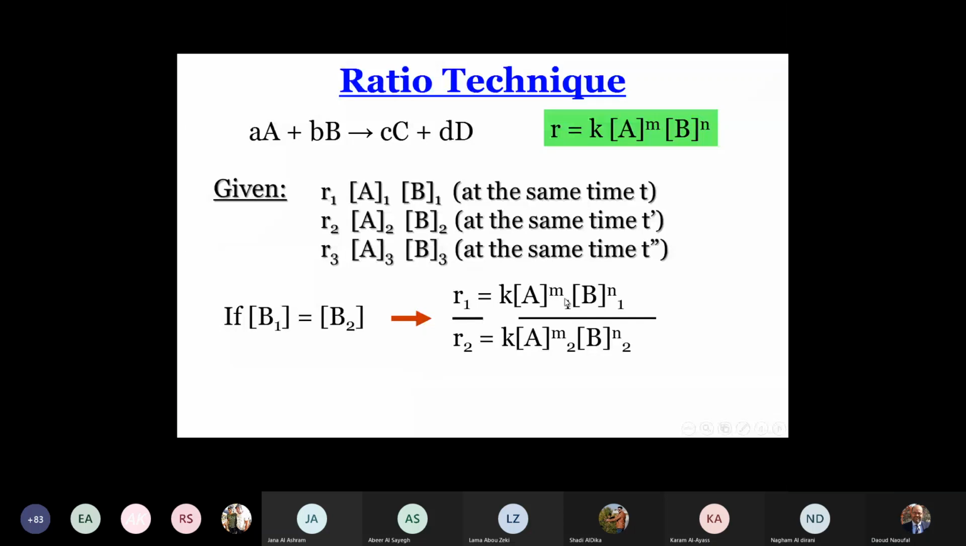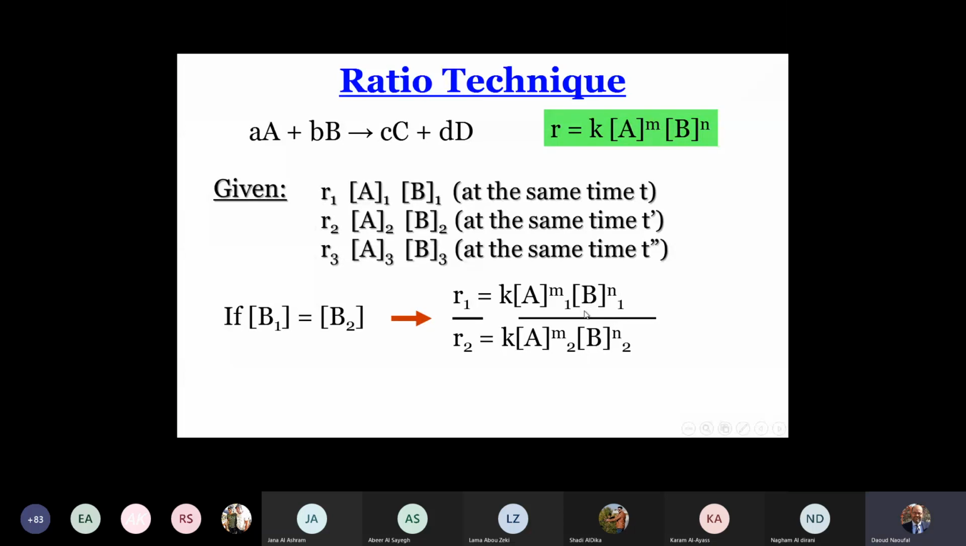K times A1 to the power M times B1 to the power N. What is the time I choose in experiment 1? In experiment 1, I choose the time at t equals 0. I also choose the time equal 0 in experiment 2. I write R2 equals K times A2 to the power M times B2 to the power N. Pay attention that M and N are the same. At t equals 0, I use B1 in experiment 1. At t equals 0, I use B2 equal to B1 in experiment 2.